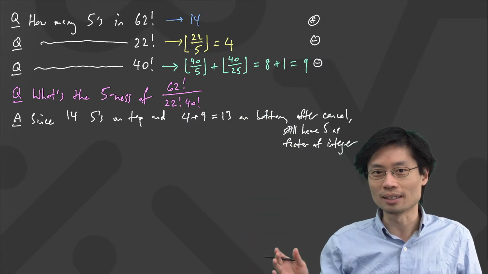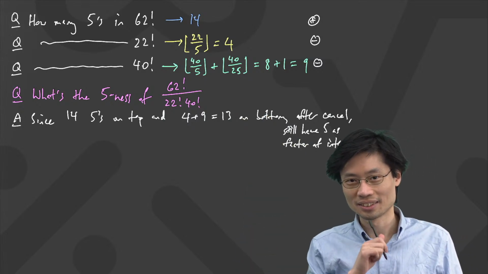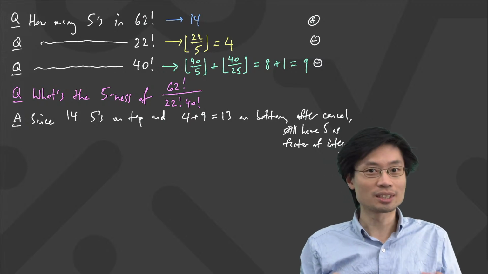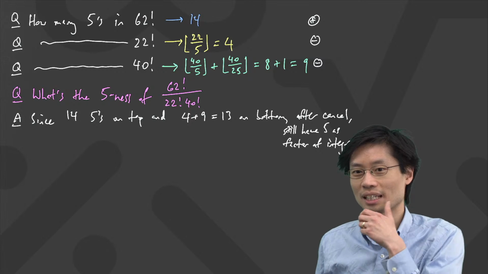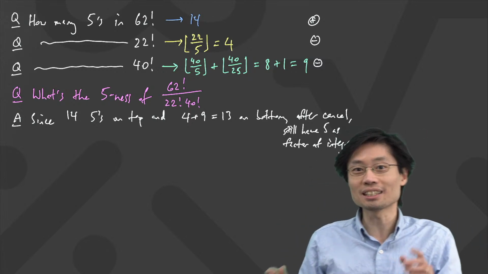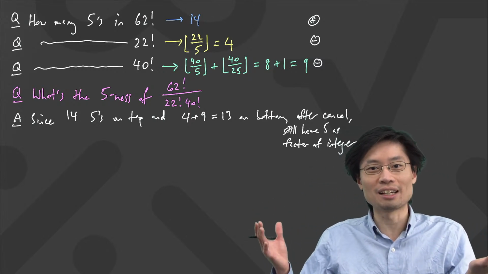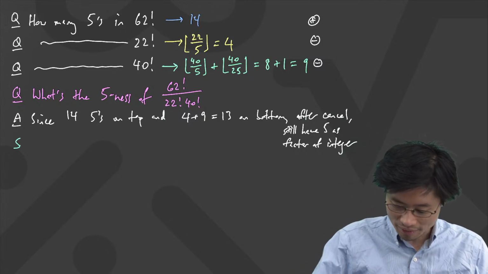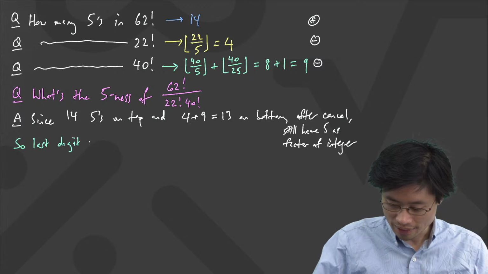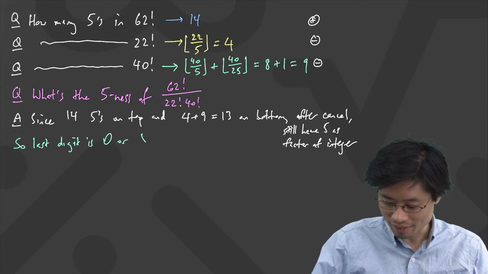What does that mean about the last digit of this answer? We've now learned something quite powerful about this. I now know what the last digit of this answer is. Aha, I see a lot of people saying it's 0 or 5, right? Because it's a multiple of 5. So now I know the answer to the question is either 0 or 5. So the last digit is 0 or 5.